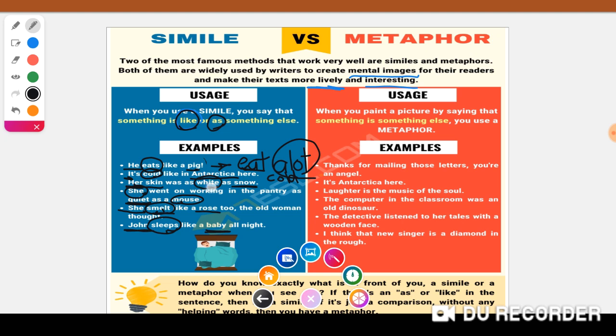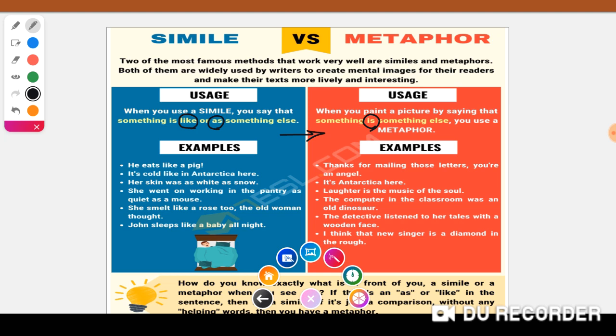So white, and so on. That's a simile. Let's take a look at the metaphor, the usage. When you paint a picture by saying that something is something else, you use a metaphor. I don't use like or as. In the metaphor, I just say that something is something else. This is a metaphor.